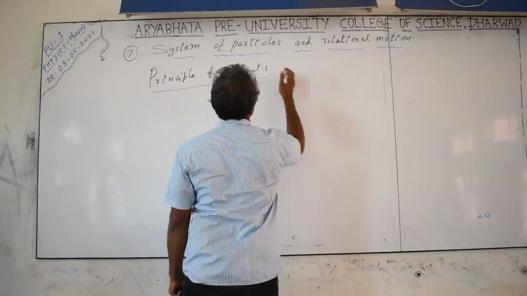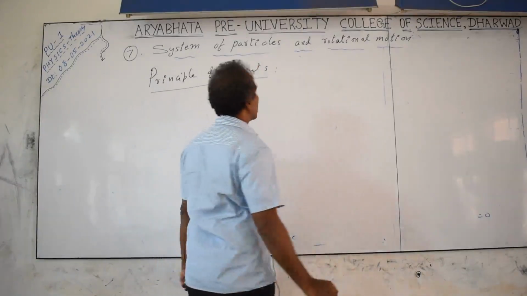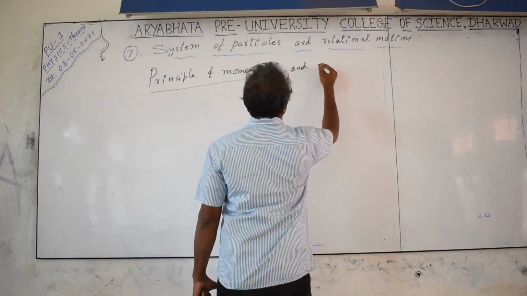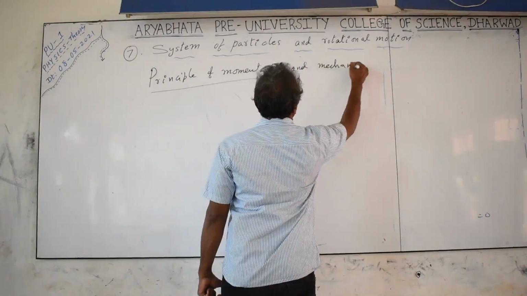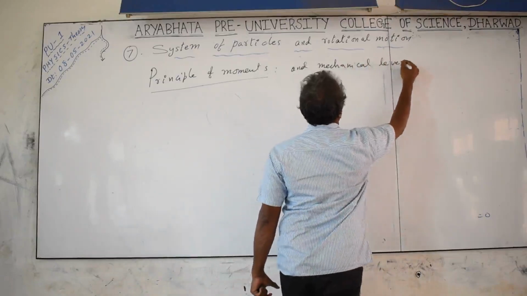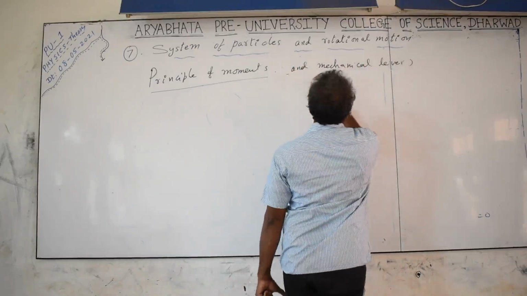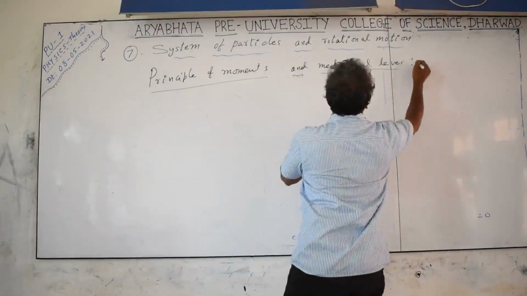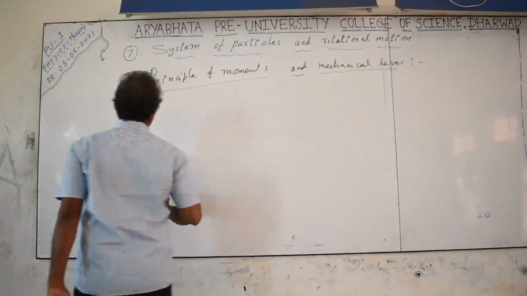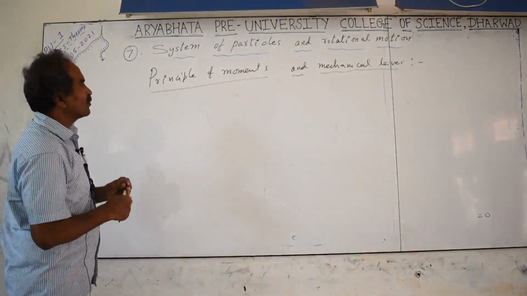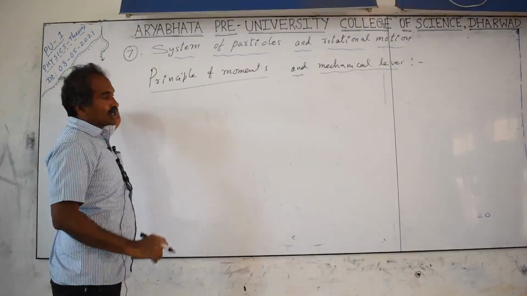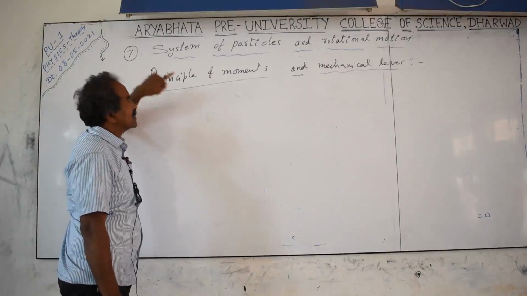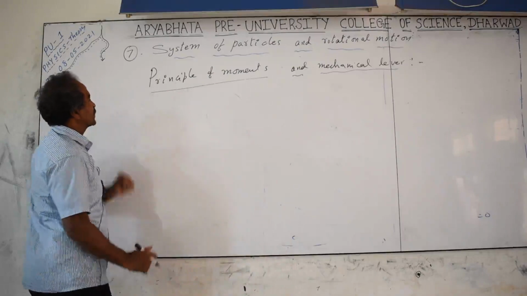Principle of moments. It is the equivalent of a rigid body and a mechanical lever. Principle of moments and mechanical lever. What the principle of moments says is that we are talking only about moments, not forces. If the object has no rotation, the sum of the clockwise moments is equal to the sum of the anti-clockwise moments. That is called the principle of moments.